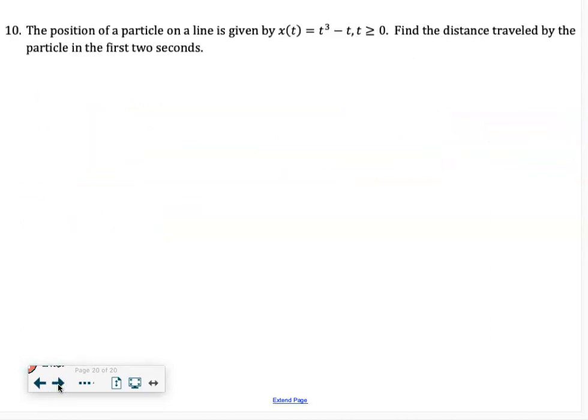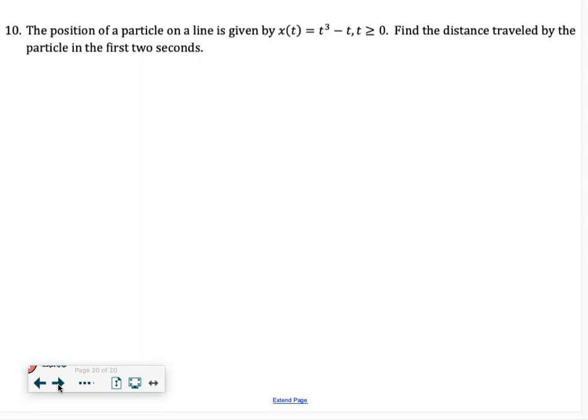All right, the position of a particle on a line is given by x of t. Distance traveled. Ooh, what's the formula for distance traveled? It's the integral of the absolute value of the velocity, right? Okay. And then displacement is just the integral of the velocity.